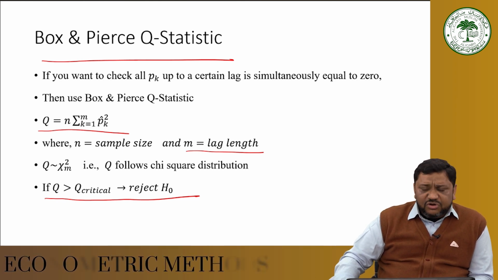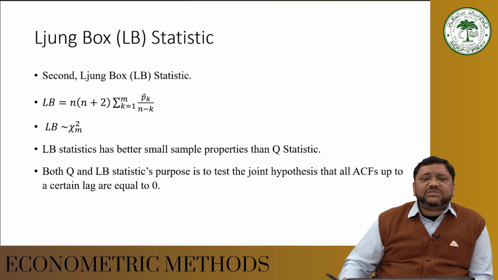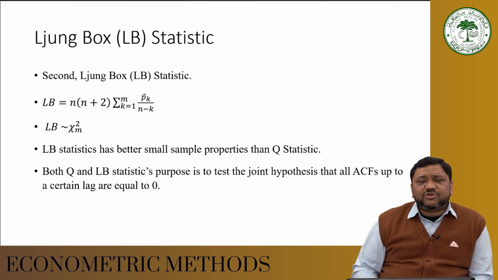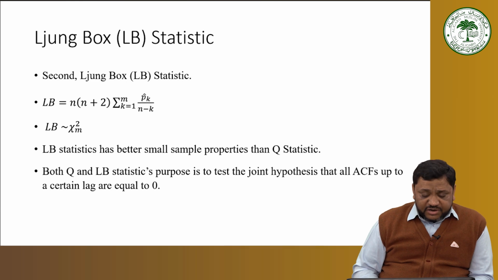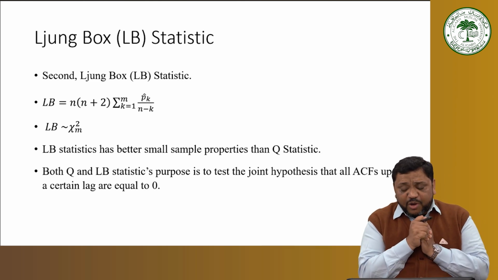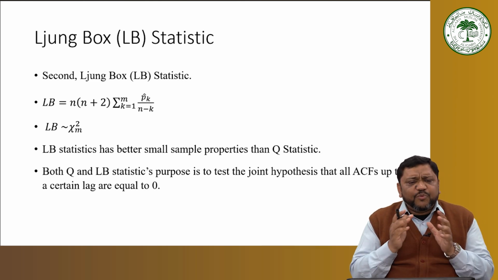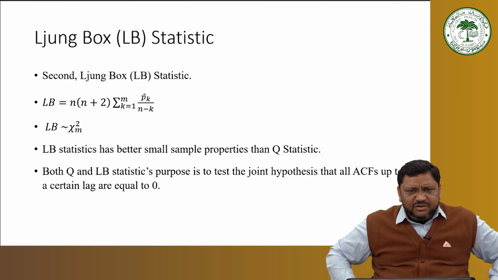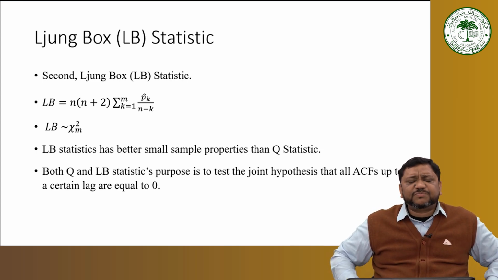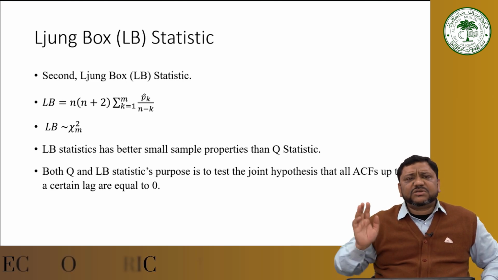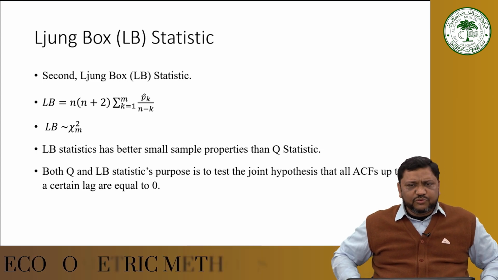And similarly, there is one more statistic that is commonly used. This is the Ljung-Box statistic, also called the LB statistic. This is n times n plus 2, summation from k extending to m, of rho k hat square divided by n minus k. We also check its significance with the help of the chi-square distribution. But this one has better small sample properties than the Q statistic. And the purpose of both the Ljung-Box statistic and the Box and Pierce statistic is to test the joint hypothesis that all autocorrelation functions up to a certain lag are equal to 0.